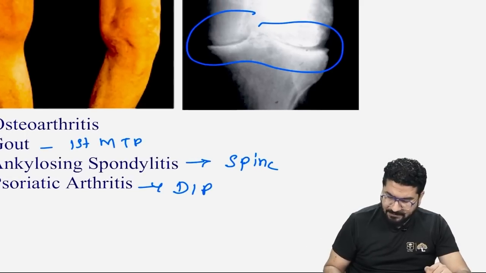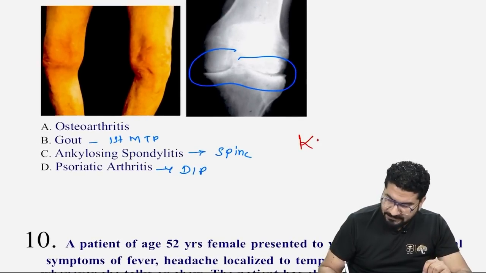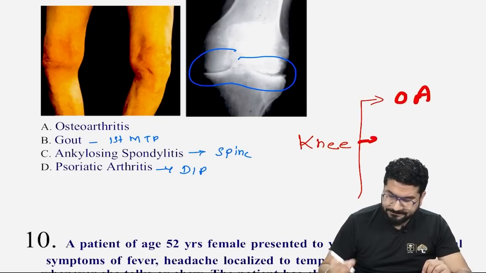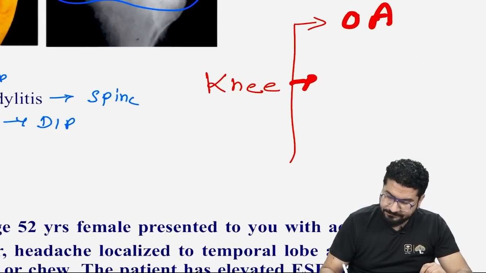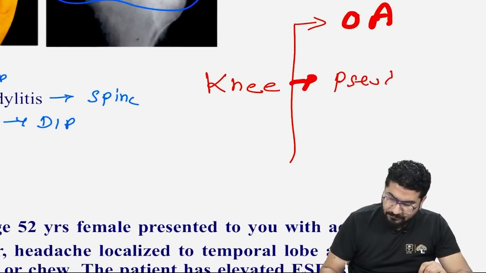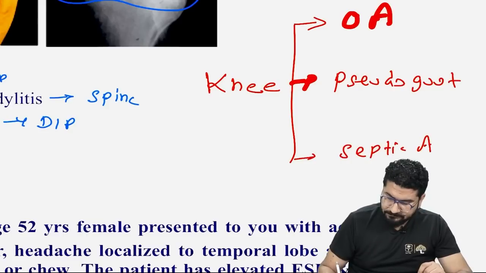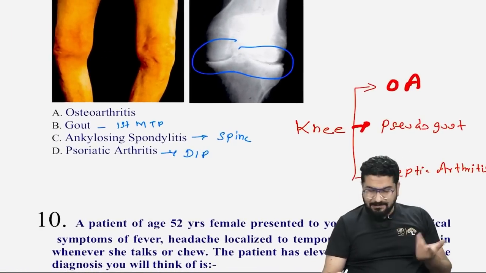Whenever I see a question on knee joint involvement, I have 3 differentials in my brain. The first differential, and the most common cause, will be OA, osteoarthritis. The second differential I should think of is pseudo gout, because the knee is also the most common joint affected in pseudo gout. And third will be septic arthritis. By looking at the X-ray, I can see there are degenerative changes, so the diagnosis is clear here: osteoarthritis.